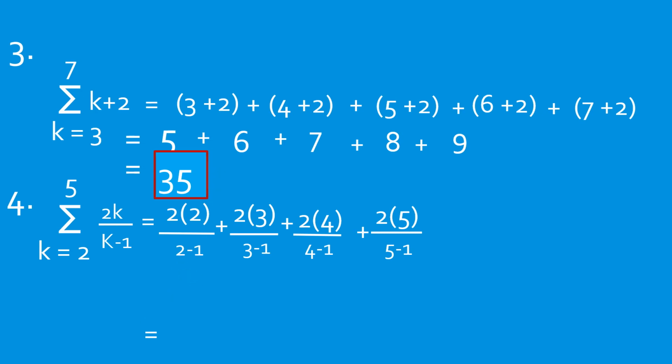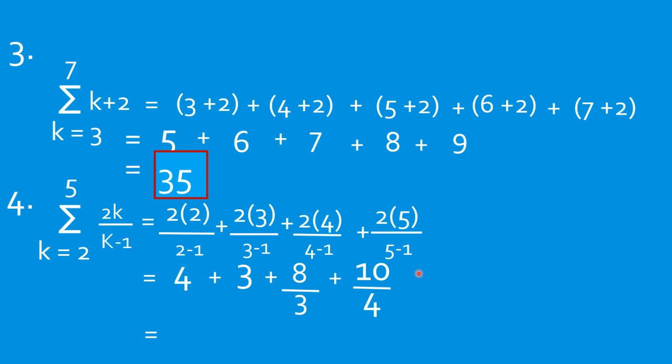4 divided by 1, that is 4. So we have 4 there. Okay, plus, here, that is 6, and 3 minus 1, that is 2. So 6 divided by 2, that is 3. Okay, here we have 2 times 4, that is 8. 4 minus 1 is 3. So that is 8 over 3. So plus 8 over 3. Okay, then here we have 2 times 5, that is 10. Then 5 minus 1, 4. So 10 over 4.